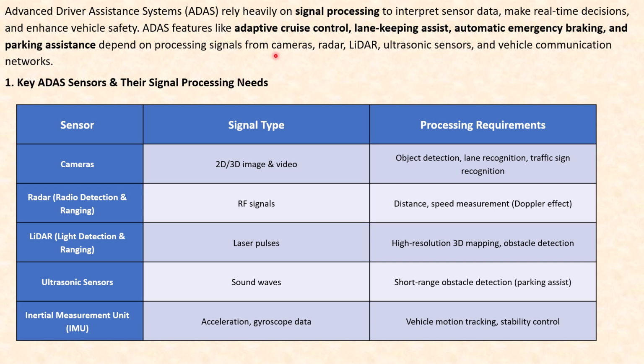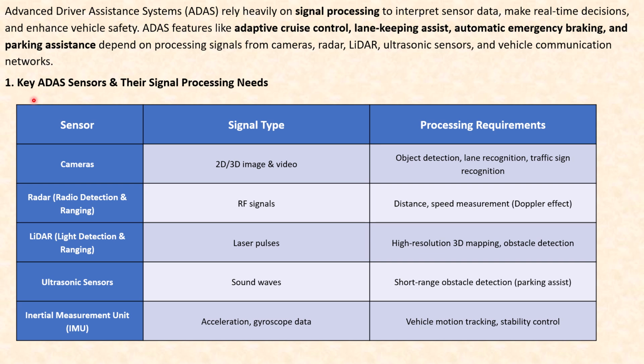Now, by now you would have gathered that these cameras, radar, and lidar emit or exude raw data. So, based on that raw data, the correct data has to be derived or extracted. That is called signal processing.